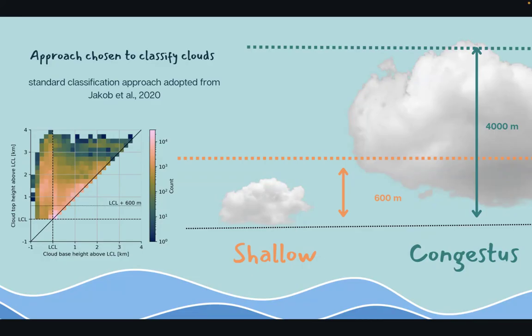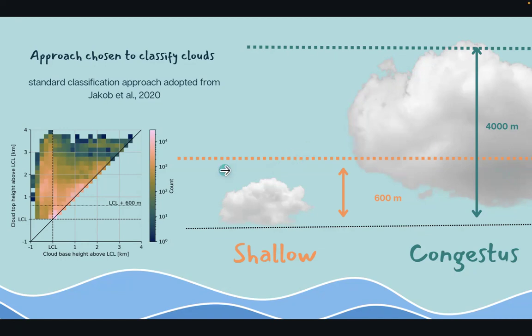And we call congestus clouds all the shallow convection clouds that have a cloud top that is above 600 meters, but within 4 kilometers from the lifting condensation level. And this distinction of these two types of clouds is also present in papers that came afterwards, the paper from Marek Jakob. So I think it's a very well accepted distinction of these cloud types in the community.